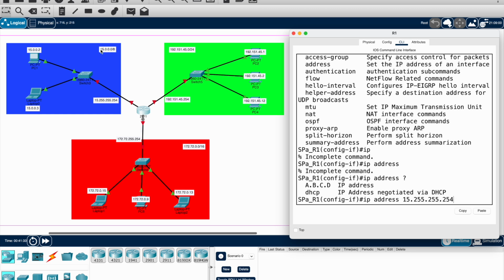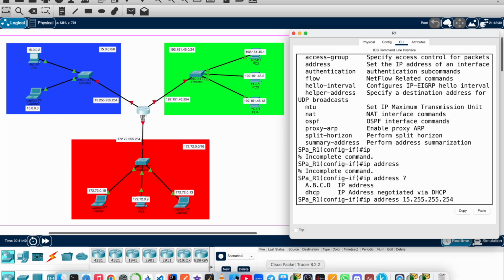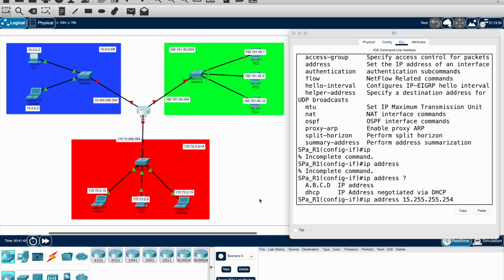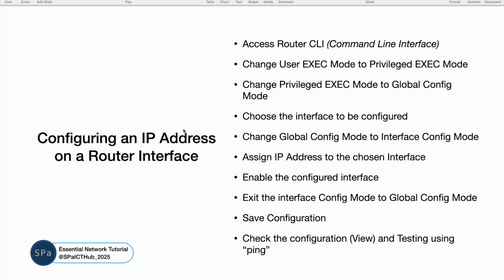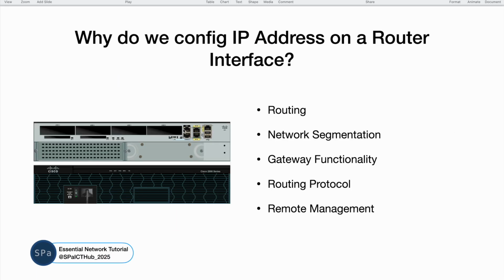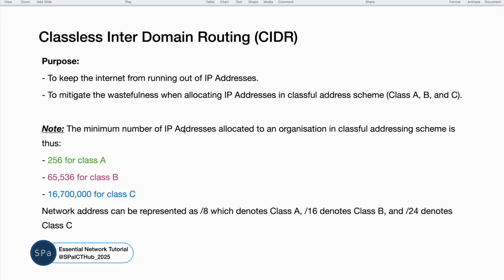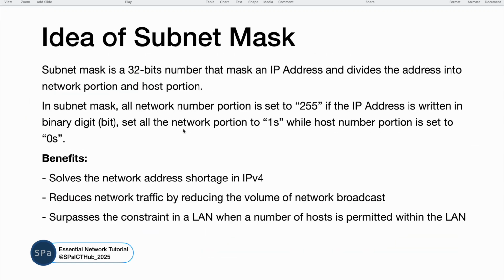15.0.0.0, meaning that in the network area, the subnet mask is turned to 1, is turned on. You know, we are told that. Okay, let me go back and show you. All right, can you see it now? They say in the subnet mask, all network number portion is set to 255. So can you see with the 15 network number, you turn everything to 255.